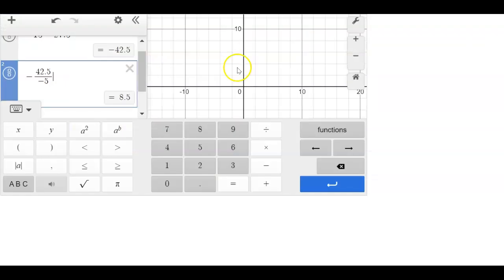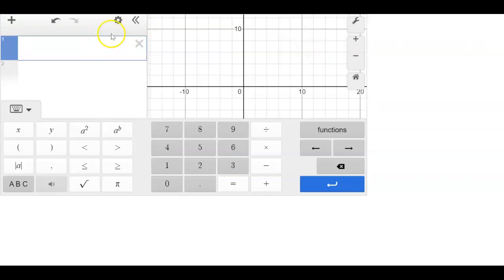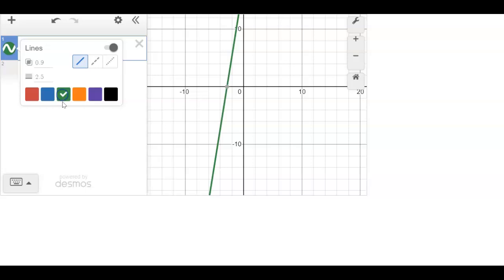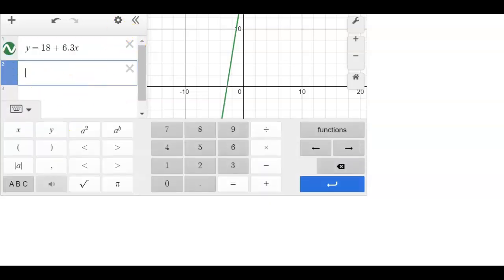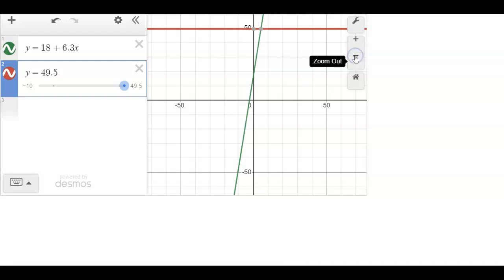So let me clear these out. So y equals 18 plus 6.3x. Okay, so it graphs a line there. I'm going to see if I can change the color. Just try to hold it down and see if you can change the color. And then the other side was 49.5, so we're going to do y equals 49.5. I don't see it on here, so you need to zoom out, because you have to see that red line as well. And then right here, it shows you where they cross, and it's that first number listed. So the answer is 5.